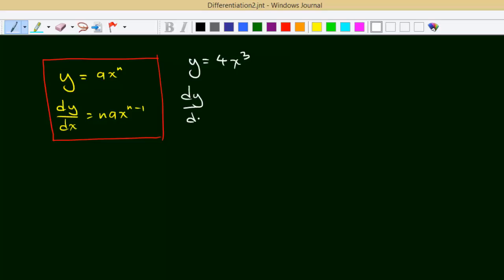So dy/dx, which is the first derivative, is equal to, according to the formula, n multiplied with a. Now n is 3, a is 4. So 3 times 4, x to the power of 3 minus 1, which is equal to 12x squared. Alright, second one.